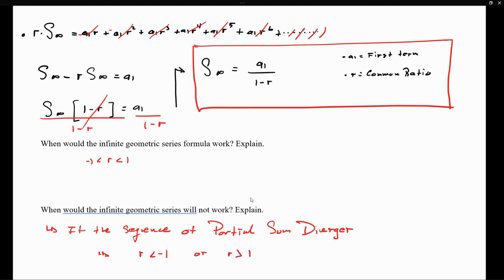Because I know that in order for the sequence to converge, r must be between -1 and 1. This formula does not work if the sequence diverges. And the sequence diverges if it's any value that is less than -1 or greater than 1.